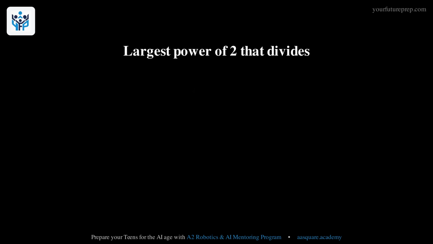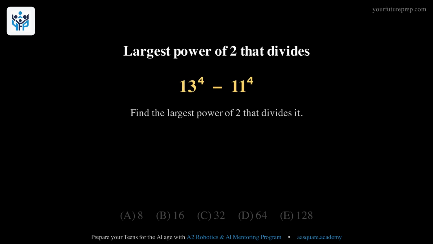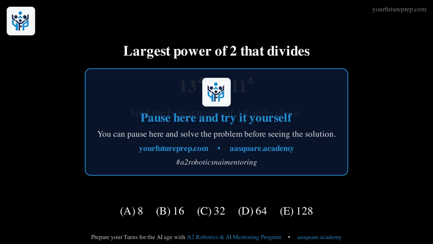What is the largest power of 2 that is a divisor of 13 to the fourth power minus 11 to the fourth power? A. 8. B. 16. C. 32. D. 64. Or E. 128. You can pause here and solve the problem before seeing the solution.